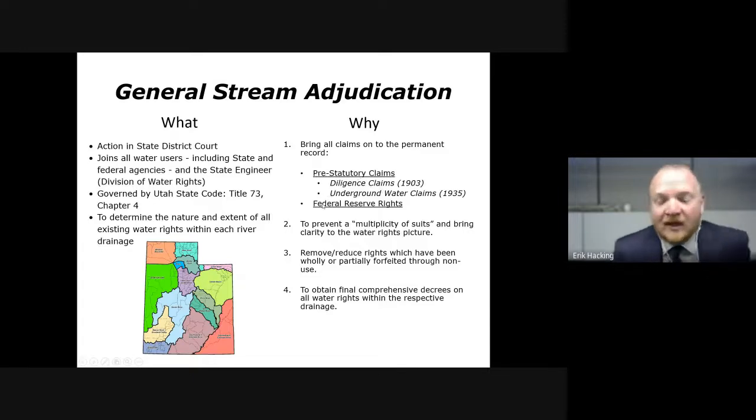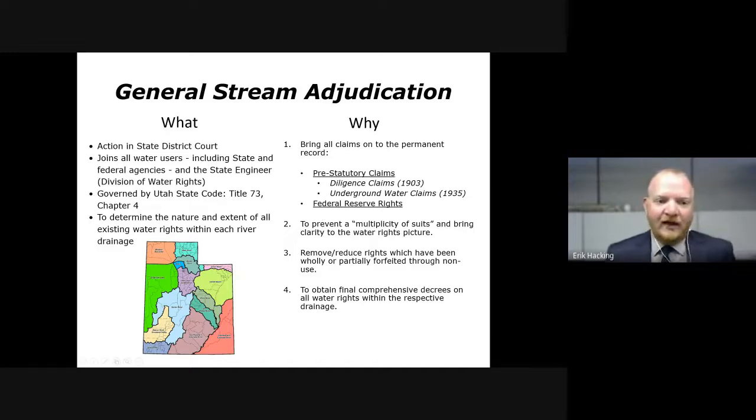We also do an adjudication to prevent a multiplicity of suits. As you can imagine, water rights issues can get complicated and involve a lot of different parties, so we do an adjudication so we don't have a million suits going around involving different parties throughout the state.